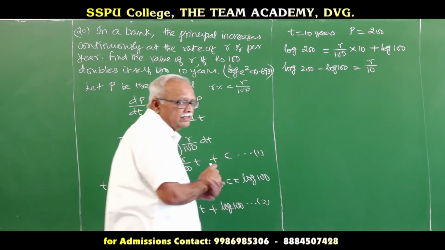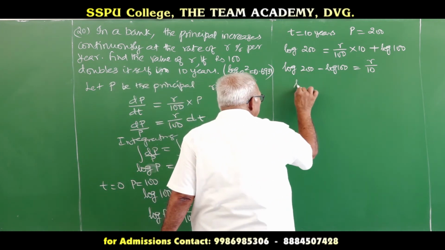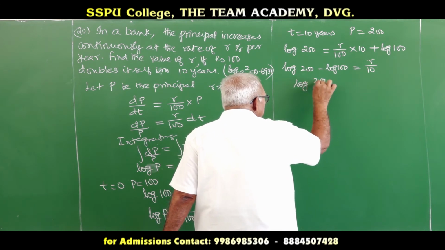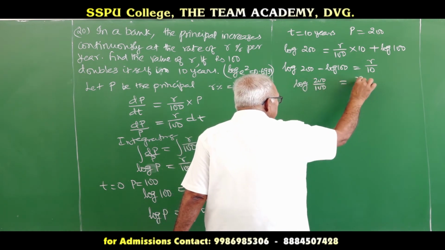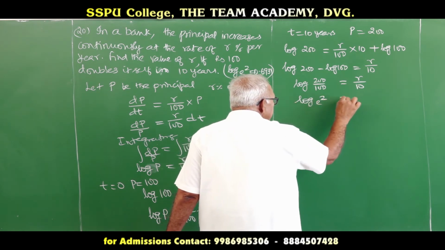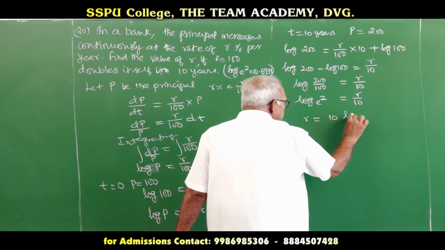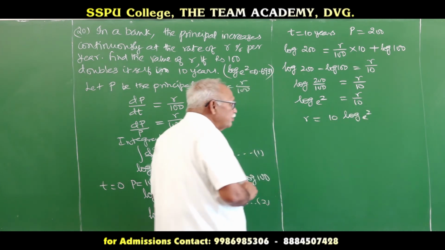So now we are getting the value of r. What is log a minus log b? Log 200 by 100 is equal to r by 10. This is log 2 to the base e is equal to r by 10. So r is equal to 10 into log 2 to the base e.